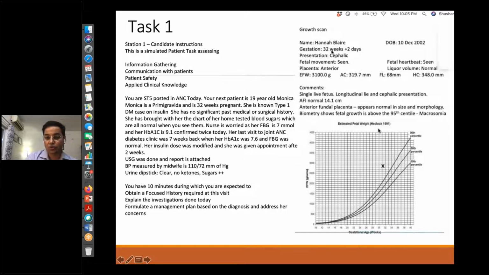Now you can go through the ultrasound: single live uterus, longitudinal lie, cephalic presentation, AFI normal, and weight above the 95th centile, macrosomia. If you're ready, you can take more time, Dr. Manikam, and then you can start. Sir, I want to ask only one thing. In the growth scan, the name is different, sir. The name has been given as Hannah Blair. Yeah, it's a trap. It's just to make you see.